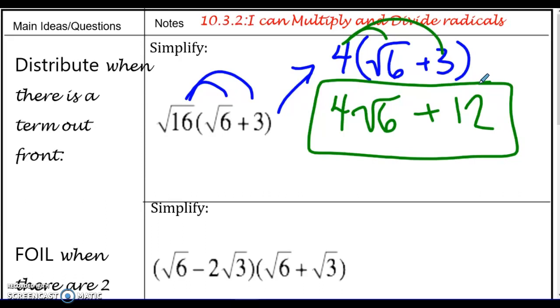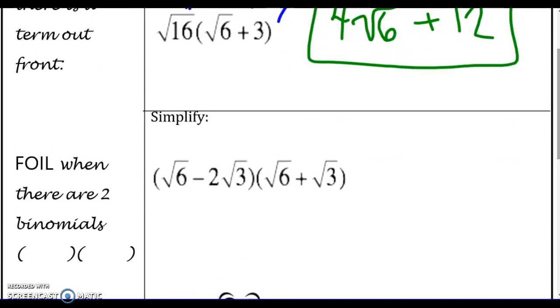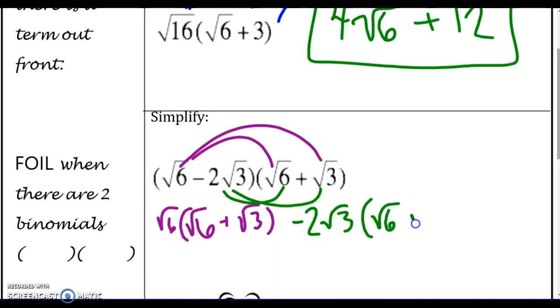Now, what happens with this next one? Holy macaroni, there's like 2 things going on. Well, a couple of options. May I recommend that you be super careful. I could just make it into 2 problems and take the square root of 6 times both of these things. And then I could do the negative 2 root 3 times both, or the 2 root 3 times both of the things. You could do it that way.